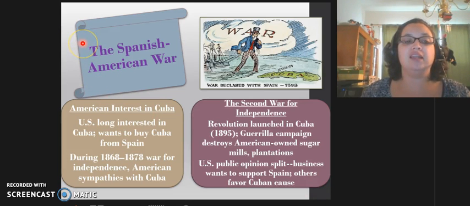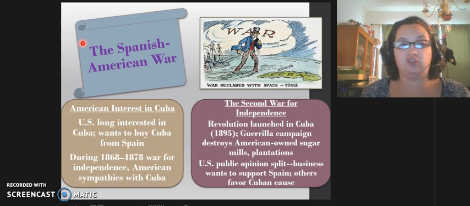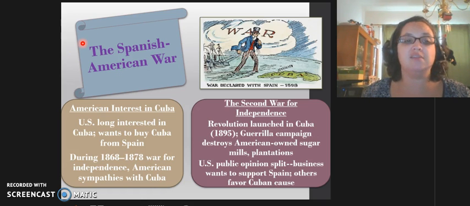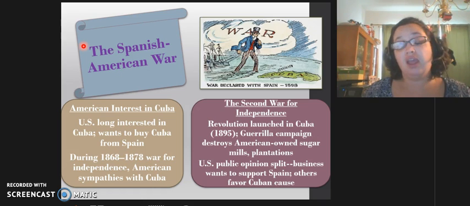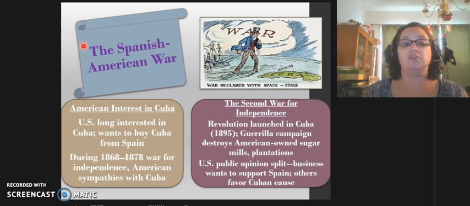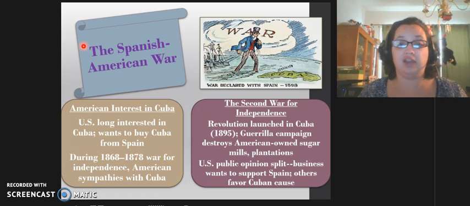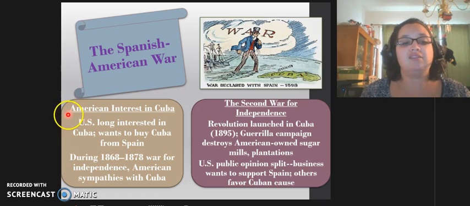Well, this is going to lead us to kind of our first imperialist war, which is the Spanish-American War. Now, some of you might argue that our first imperialist war was the Mexican-American War, and that's certainly true, but this is kind of the first one outside of our country, because if you remember, the Mexican-American War was for land that we took to be part of our country, and the Spanish-American War is for land that is outside of the United States.